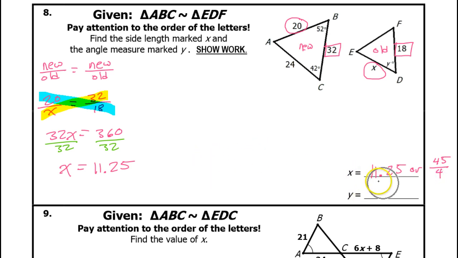Now we're supposed to find y. Well, y is the measure of angle D. And angle D corresponds with angle B. So I notice that the measure of angle B is 52 degrees. So that means that the measure of angle D is also 52 degrees. So that means that y is 52 degrees.